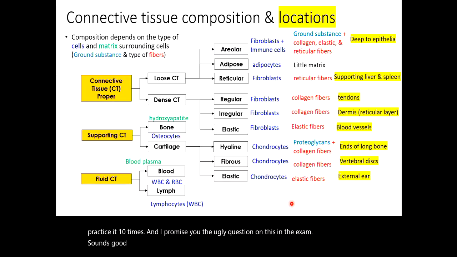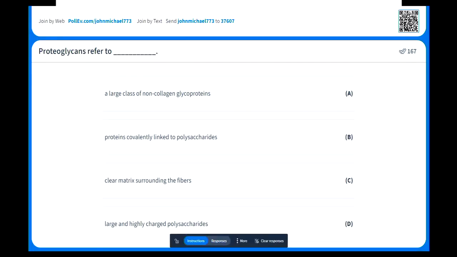Yes? All right. So let's do a practice question on the connective tissue. Proteoglycans refers to a large class of non-collagenous glycoproteins, proteins covalently linked to polysaccharides, clear matrix surrounding the fibers, or is it large and highly charged polysaccharides? You can turn to your neighbors, TAs, and answer this question.